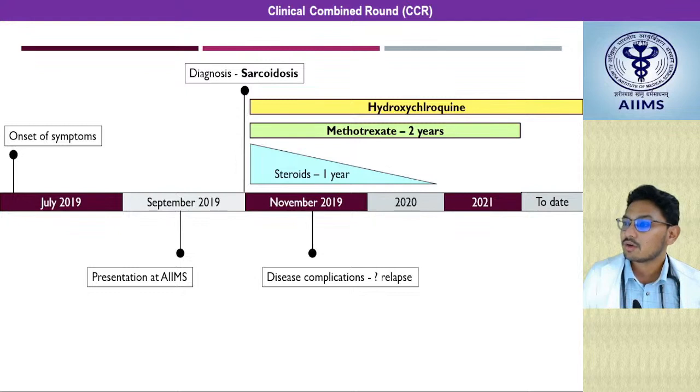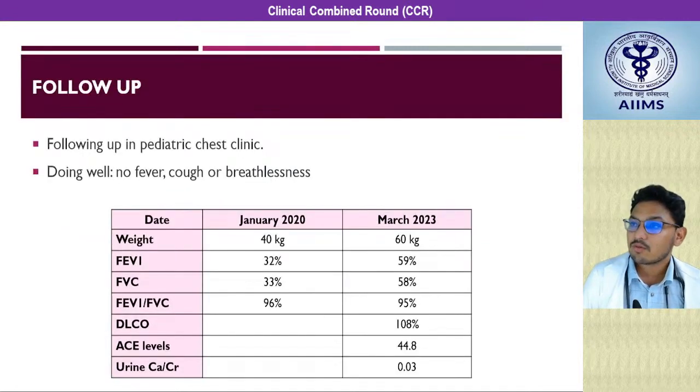At the same time, because of disease complications expected to be because of relapse, she was started on methotrexate and hydroxychloroquine. Methotrexate was given for 2 years and stopped in November 2021, and the patient continues to be on hydroxychloroquine. She's been following up in our pediatric chest clinic and is currently doing well.